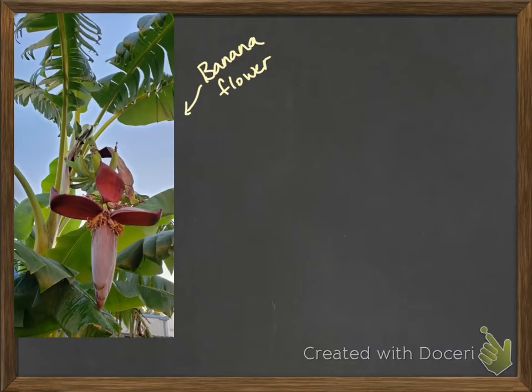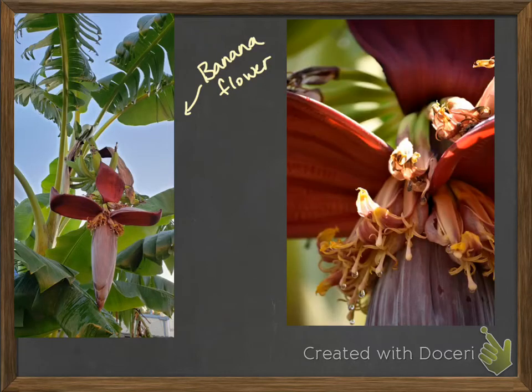As another example, this is a banana flower. So you notice the little bananas up top and a little funky looking flower thing. Then the picture on the right is the same exact flower, it's just a different angle.